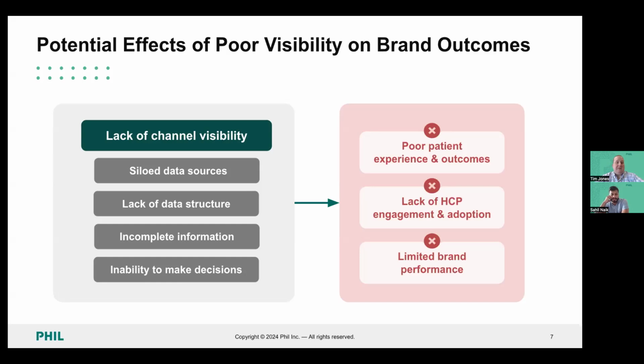And I think this is understood by the group. So maybe a question for you, Tim, is what are some of the biggest risks you see when this visibility is not in as good a place as you'd like? How does it show up in some of the clients you work with?